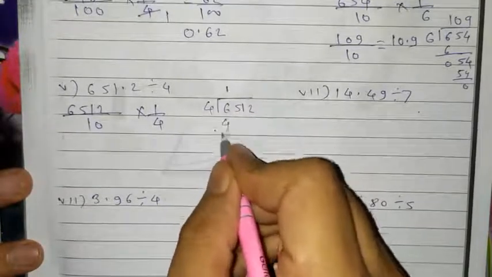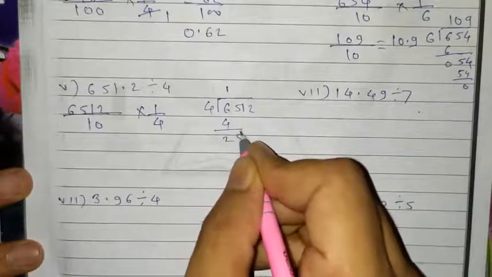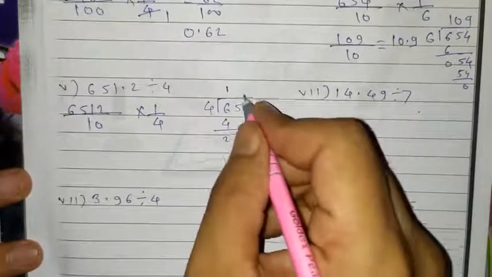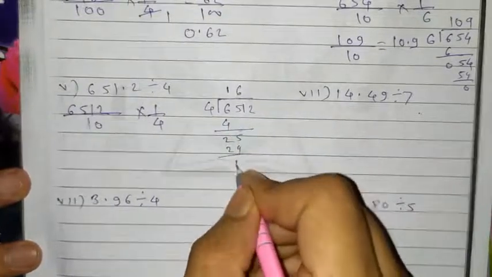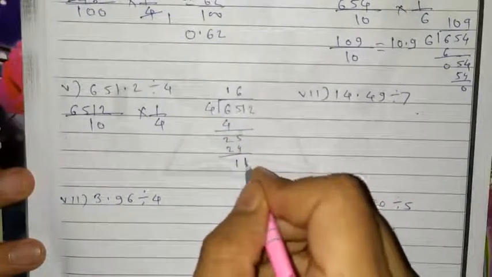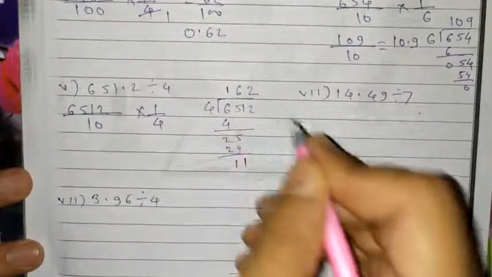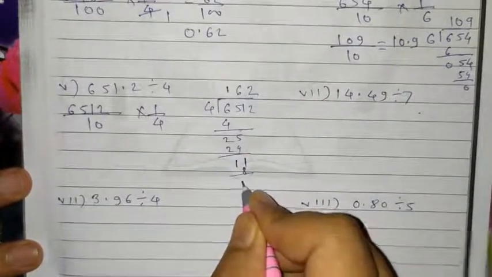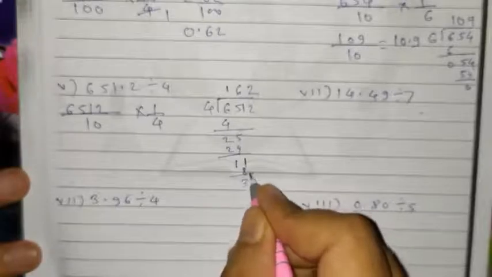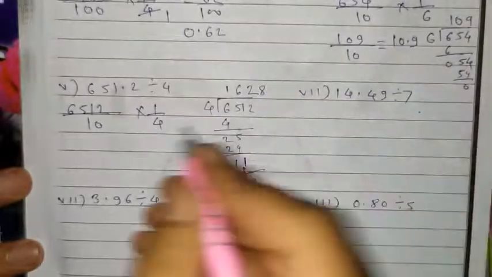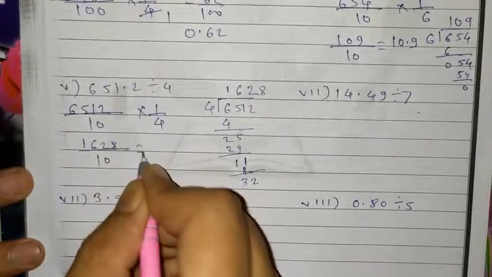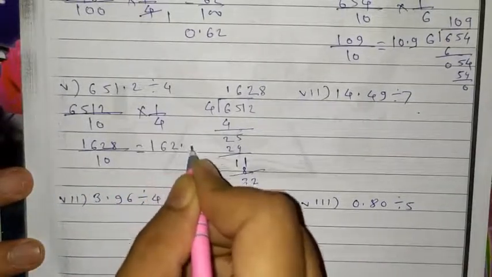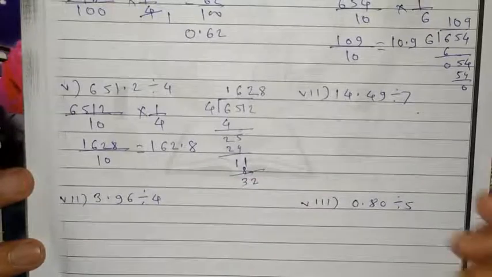4 ones are 4, remainder 2. Upside taking one number, 5. 4 sixes are 24. Remainder is 1. So from one side I am taking 1. 4 twos are 8. Remainder is 3. Upside taking 2. 4 eights are 32. So our answer is 1628 upon 10. It means 162.8. This is the answer.